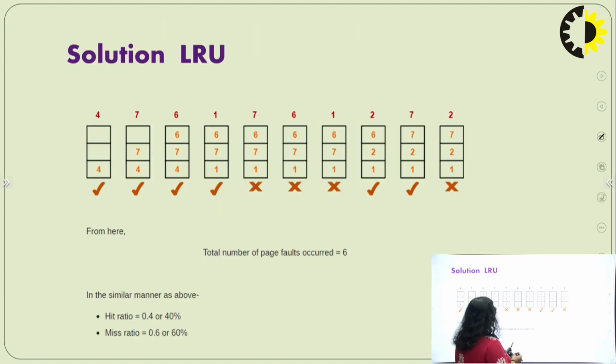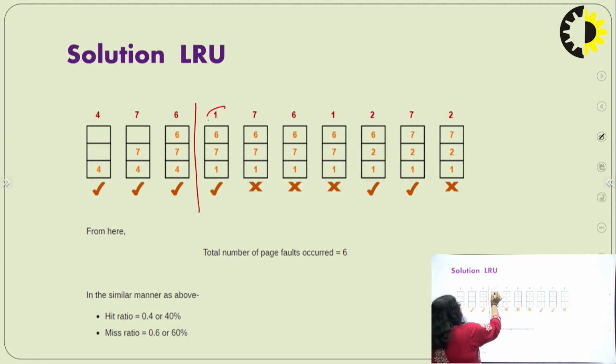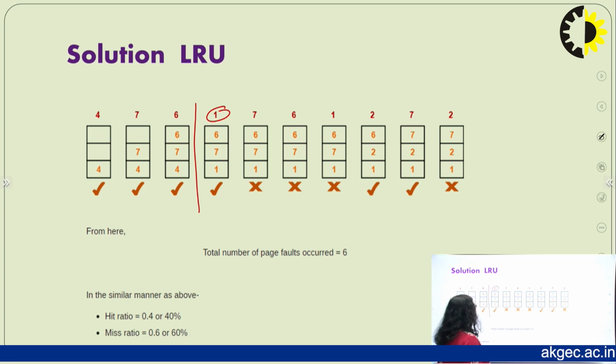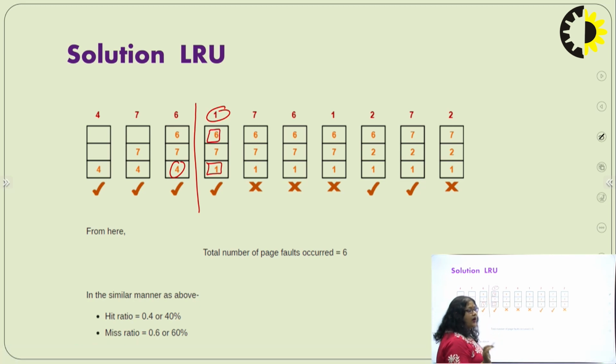So the same example for the LRU: first the frames are empty, so we put the 4 in, then the 7, then 6. These frames are the same as FIFO, but when we put the new element, that is 1, it goes in place of 4, because 4 is the oldest one. Now this is the new element, and in the current phase this is the new element. So these two elements are not swapped.